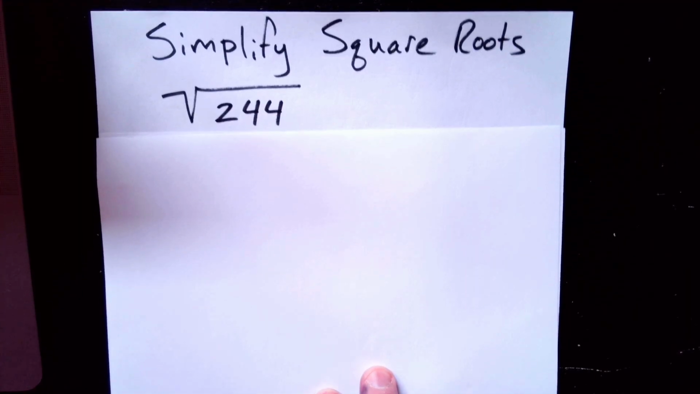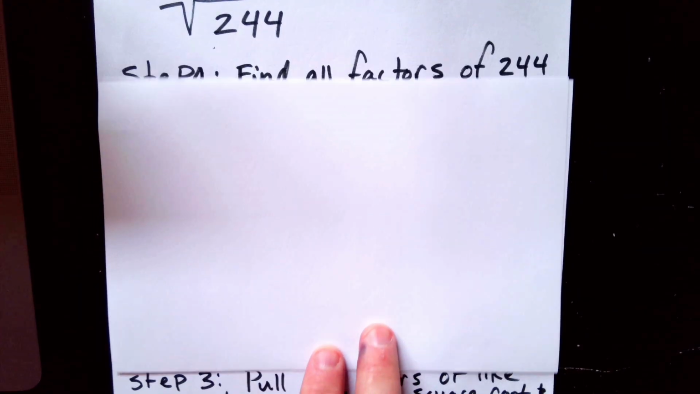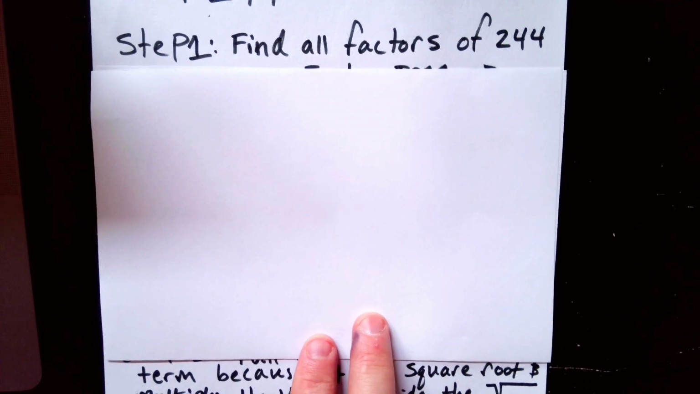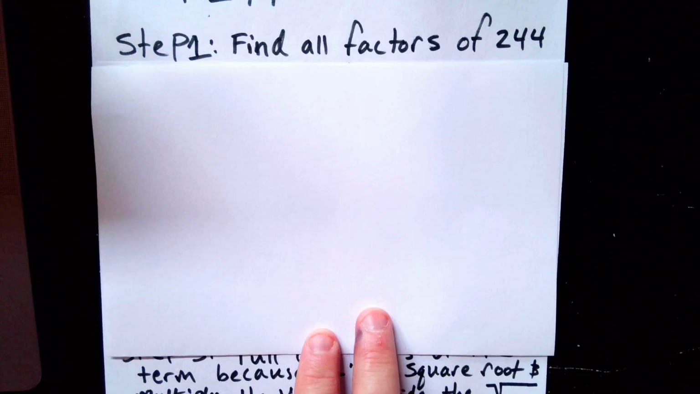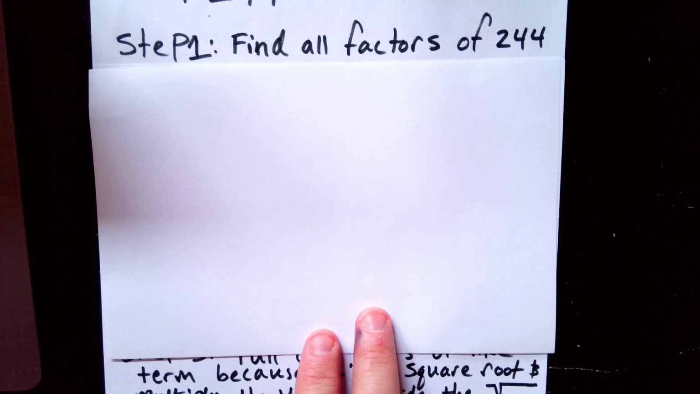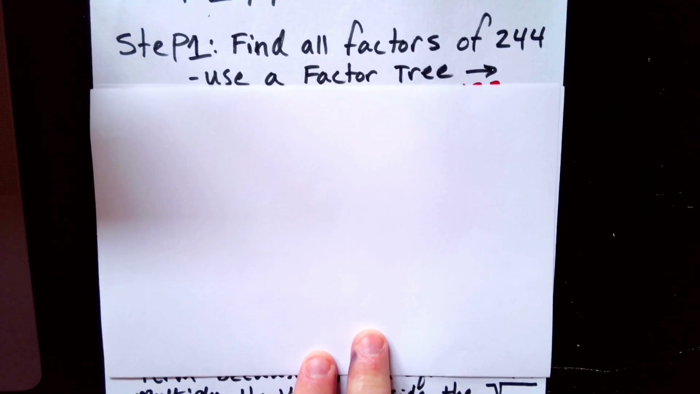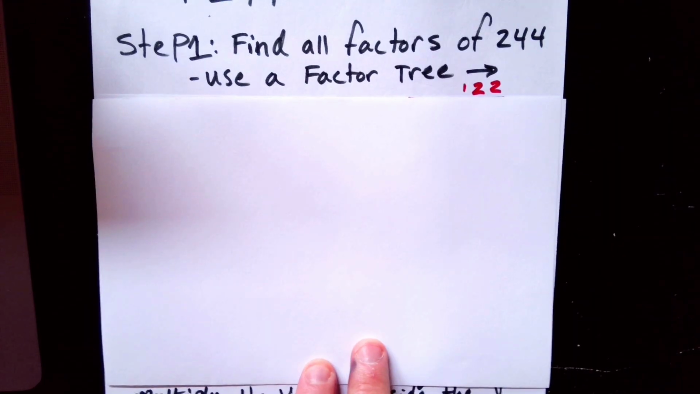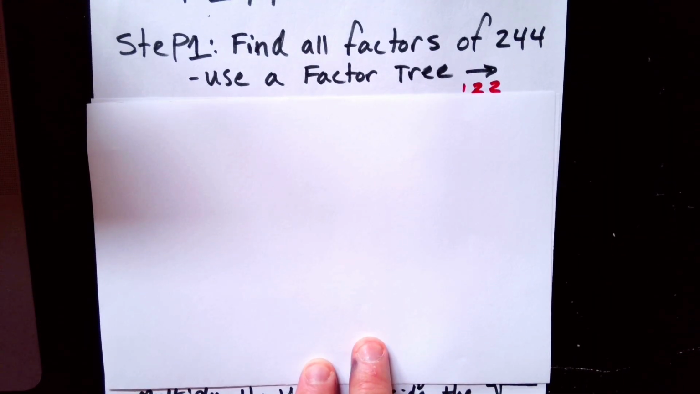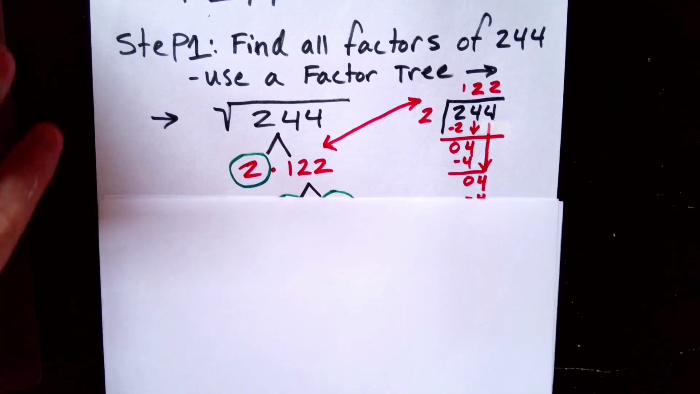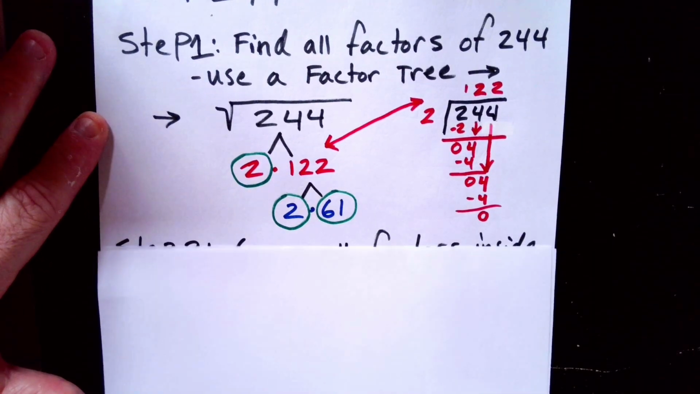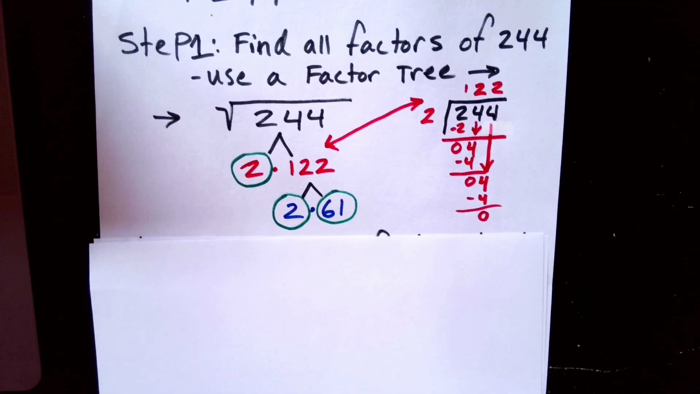What I want to do to simplify the square root of 244, step 1, I want to find all of the factors of 244. What are factors? Just think of factors as all of the numbers that would multiply, the smallest numbers that would multiply to 244 is my target. So I'm going to use a kind of factor tree. Let me just show you that here, and I will go over this step by step.